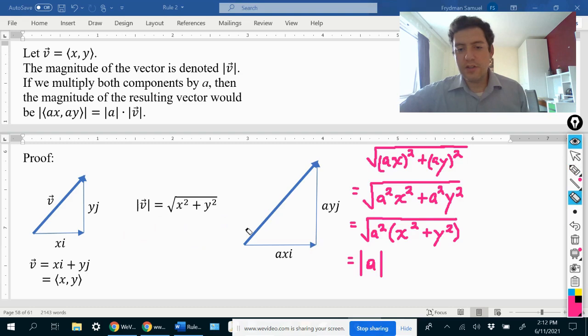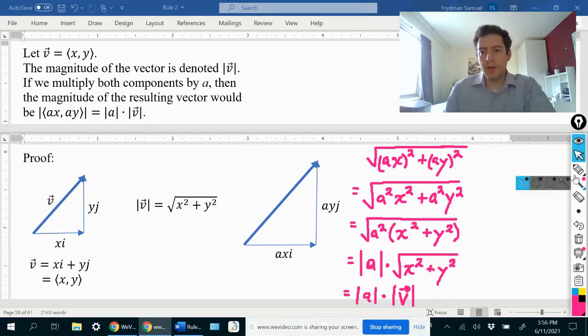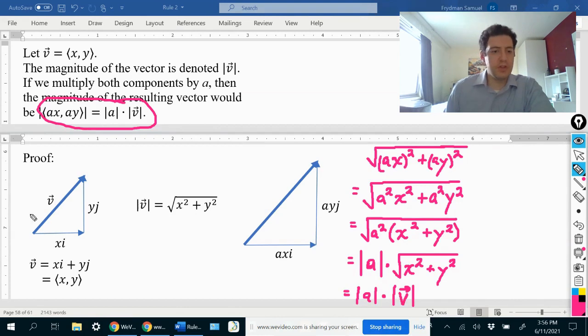Okay. So this can be written as the absolute value of a times the square root. We still have all this underneath the radical, right? So we have the absolute value of a times the square root of x squared plus y squared. But wait a minute, the square root of x squared plus y squared is just the magnitude of v. That's what the magnitude of v is. So we can rewrite this as just the magnitude of v. So now we have that the magnitude of this vector is equal to the absolute value of a times the magnitude of vector v. So that's where this rule comes from. We just showed that the magnitude of the vector with components ax and ay is equal to the absolute value of a times the magnitude of the original vector v.